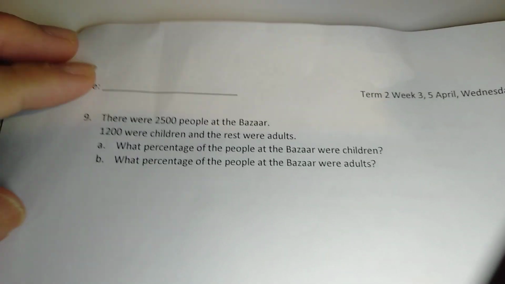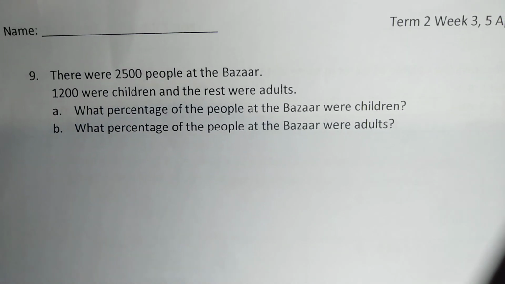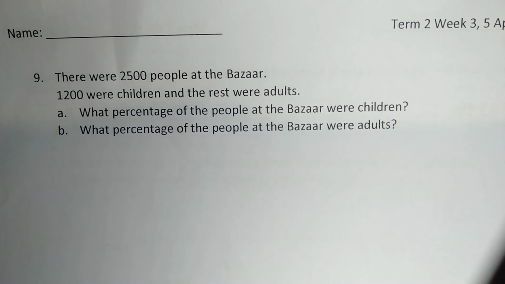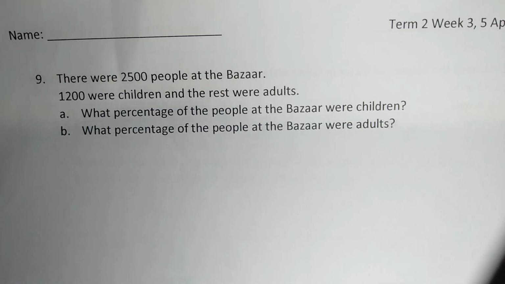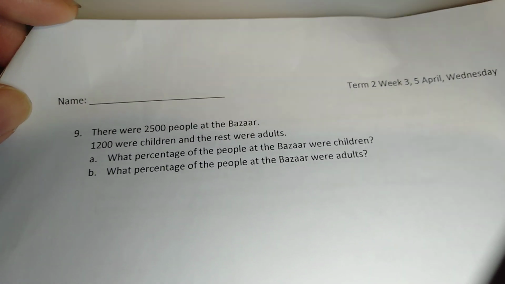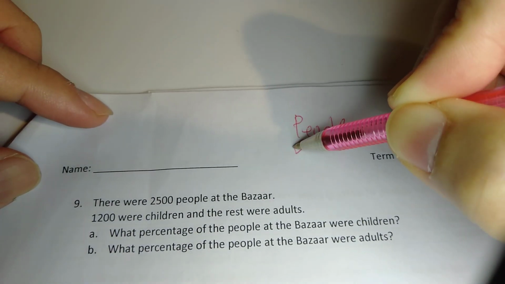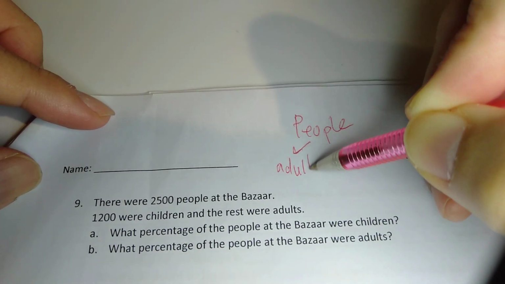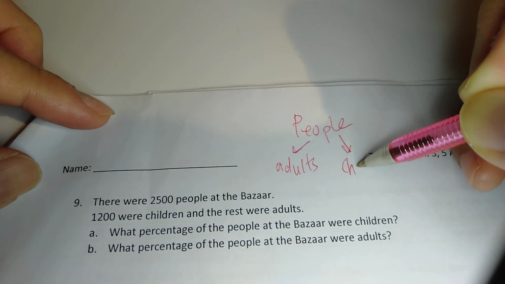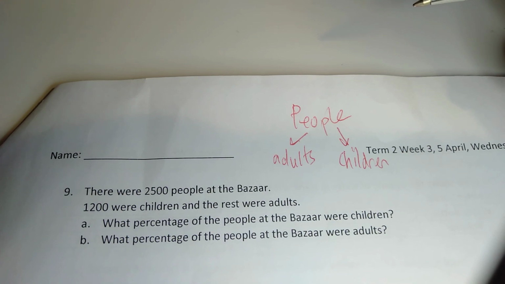Okay, next page. Finishing up, just 2 more pages. There are 2,500 pupils at the bazaar. 1,200 were children and the rest were adults. So basically, there are lots of people. Some people are adults. Some people are children, right? Basically, this is how you divide people into two big groups.